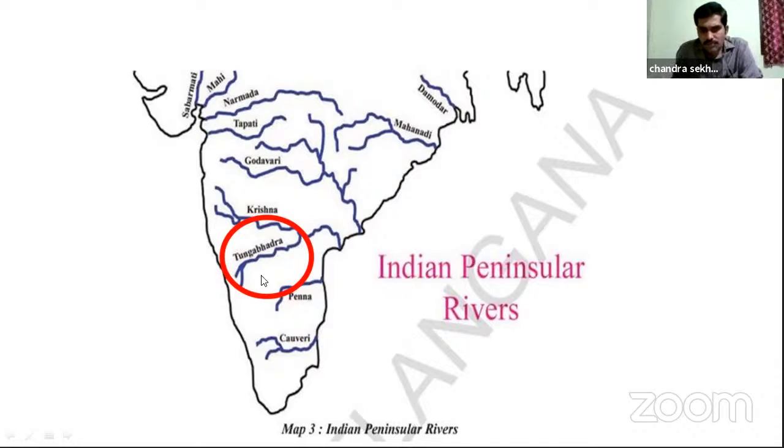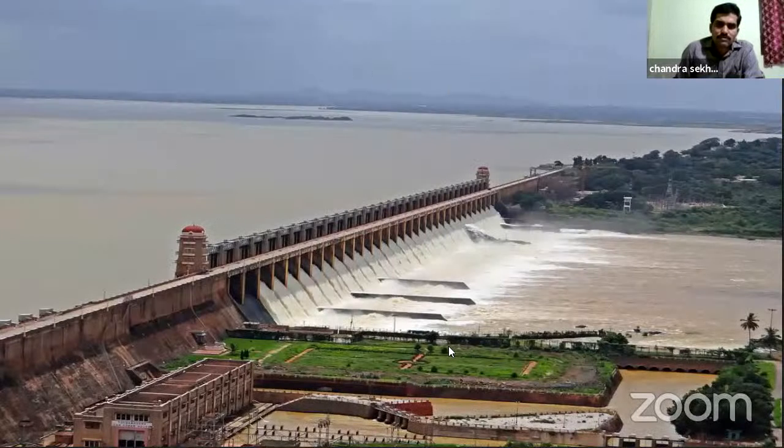Children, did you get the point? The flow of the river you can also understand from west to east. This is the direction of the flow. So most peninsular rivers flow towards the east and join the Bay of Bengal. This is a major dam which was constructed on the Tungabhadra river in Karnataka. This is Hospet Dam, which is located in Karnataka. The three states, Karnataka, Andhra and Telangana, share the water from this dam only.